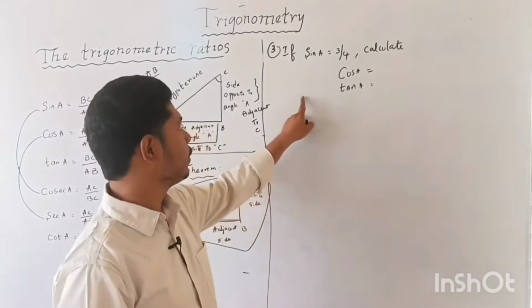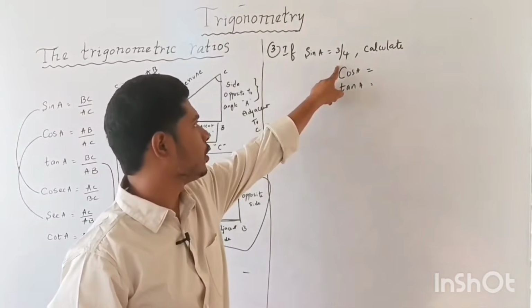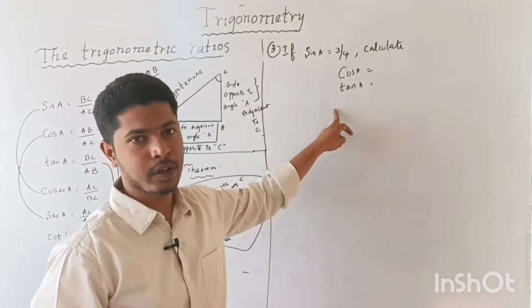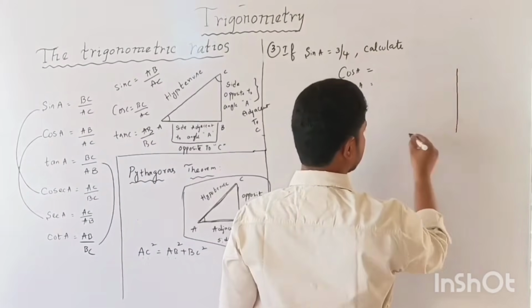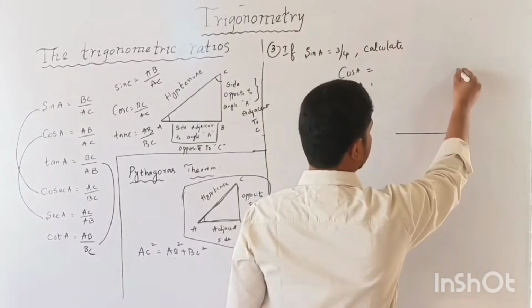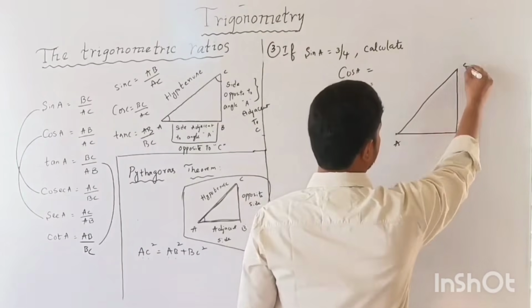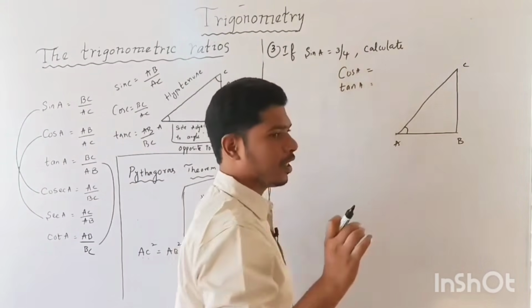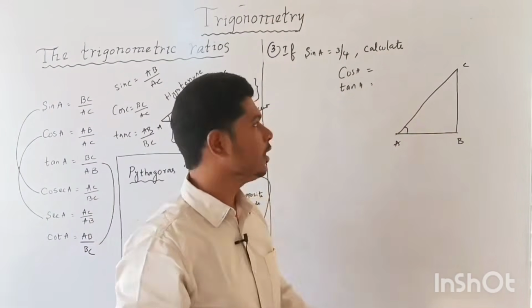This is the third question. Very simple question. If sin A is equal to 3 by 4, calculate cos A and tan A. We have to draw the diagram. The diagram is... they have said that sin A. What is the formula of sin A? The formula of sin A is opposite by hypotenuse. For what angle? For angle A.